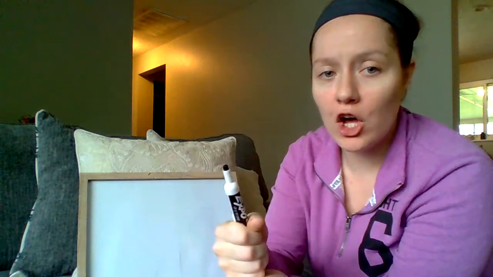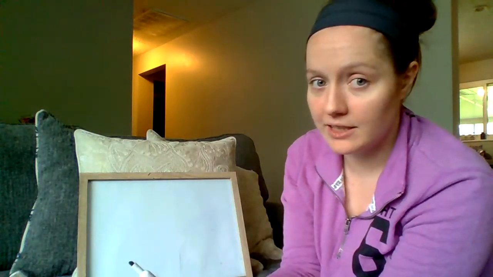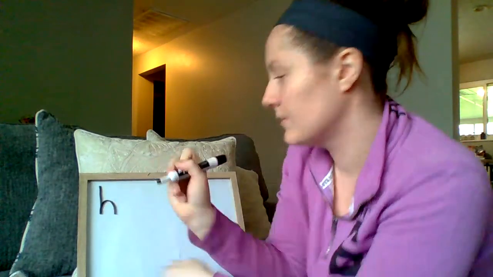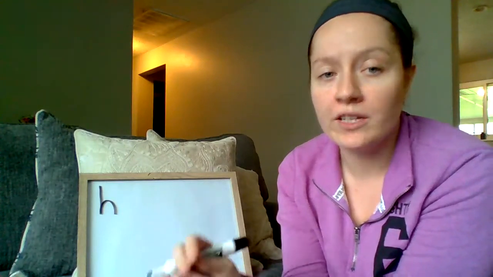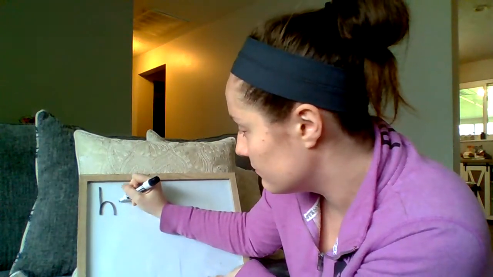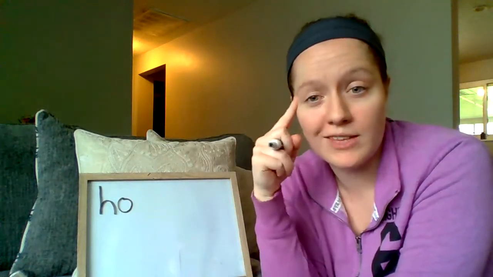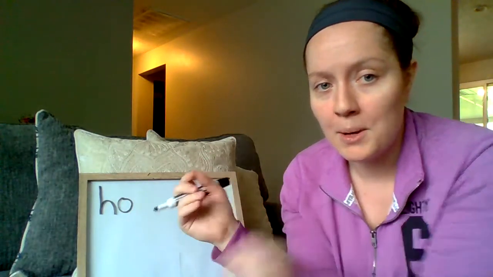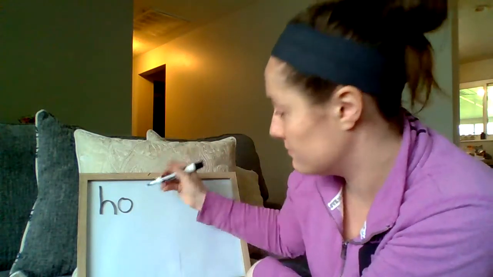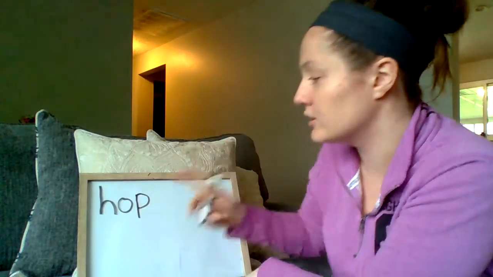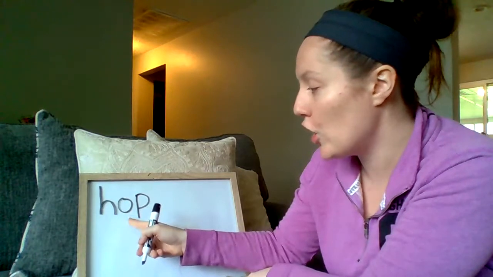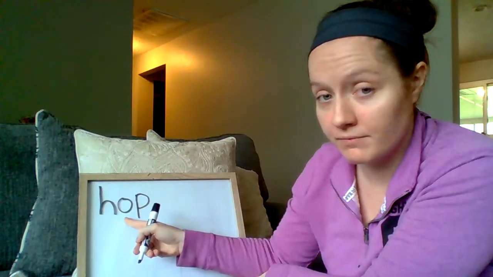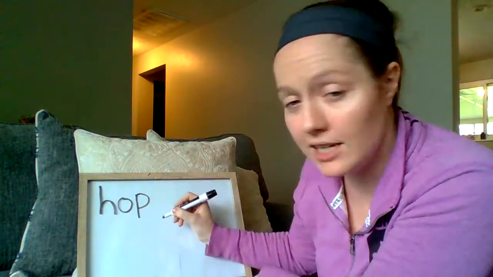Hope. First sound, letter is H. Next sound is O, letter is O. Now in your head, I want you to think if that was a short O or long O. Last sound is P, which is P. Okay, let's go back to this vowel. O, P, hope. So what type of vowel was that? Long or short? Long. So that means I need to add my magic E or super E.